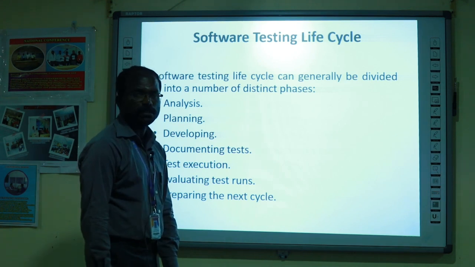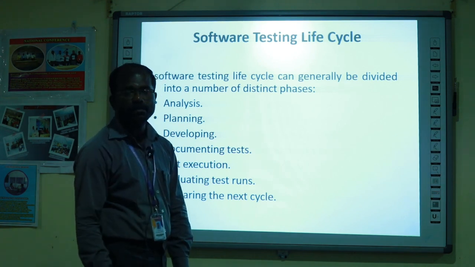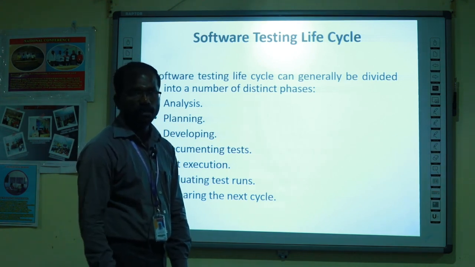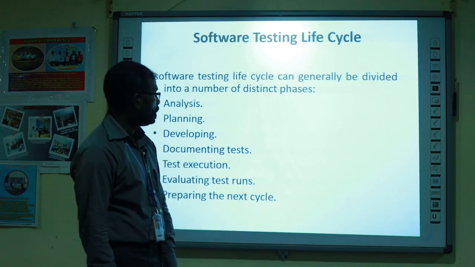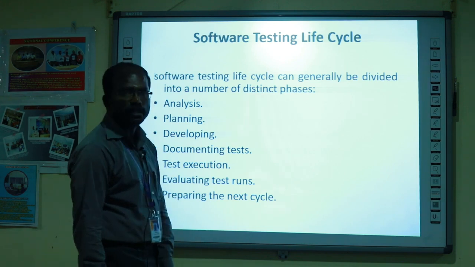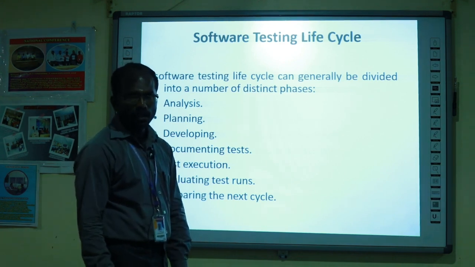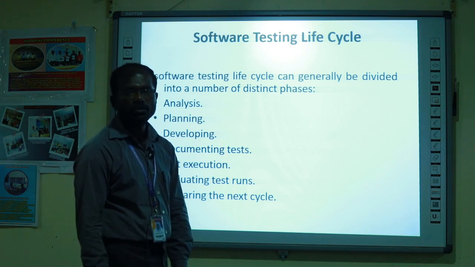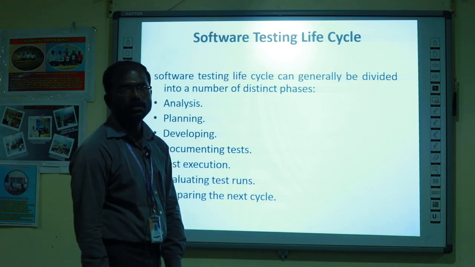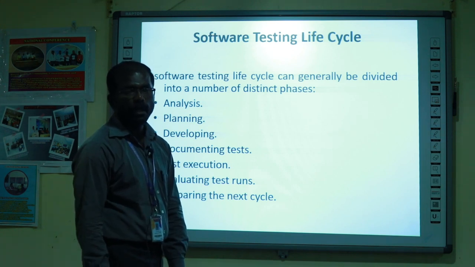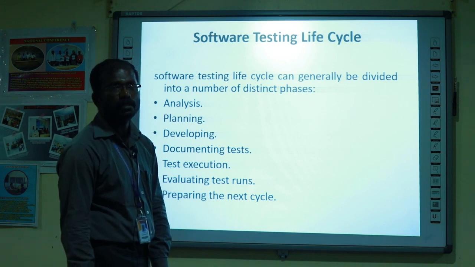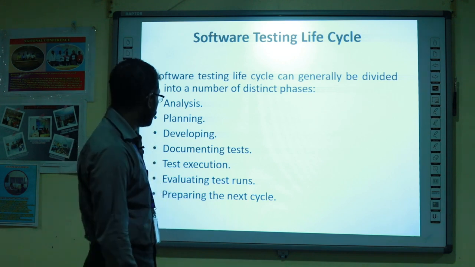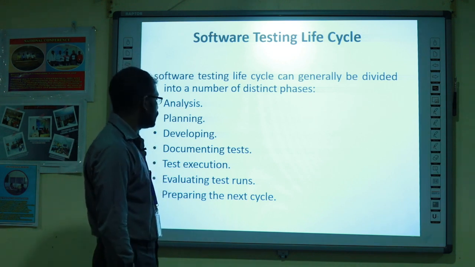Documenting tests is nothing but documenting what tests and what types of tests we are performing. Next is test execution. In test execution, we have to run the software repeatedly, and our main aim is to find the bugs in the developed software. After finding the bugs, we have to report them to the concerned developer team. Next is evaluating the test run.